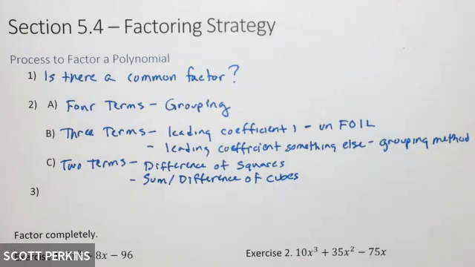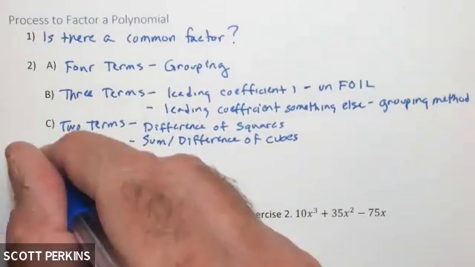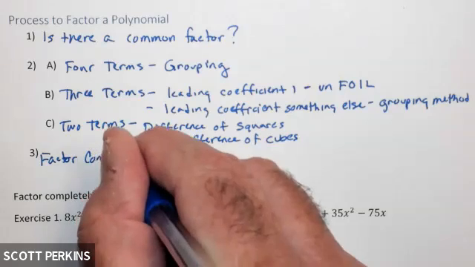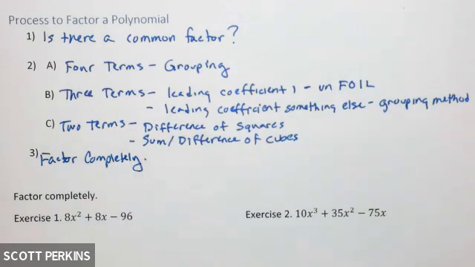So your factoring system goes like this. Is there a common factor? If there is, factor it out. If there's not, step 2, how many terms are there? And then the way you approach the problem is just based on how many terms. And then lastly, the third step is just to make sure that you factor completely. So once you've factored, if any of the factors you get can be factored again, then do it. Okay? If not, then you're done.